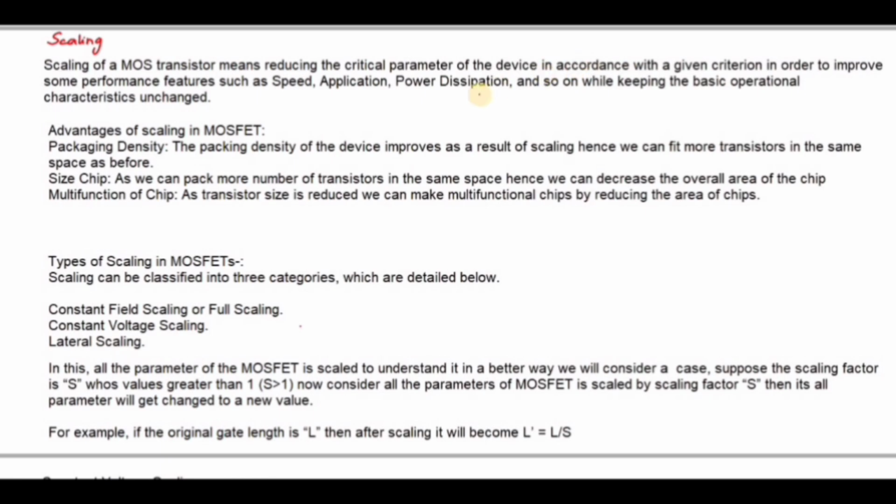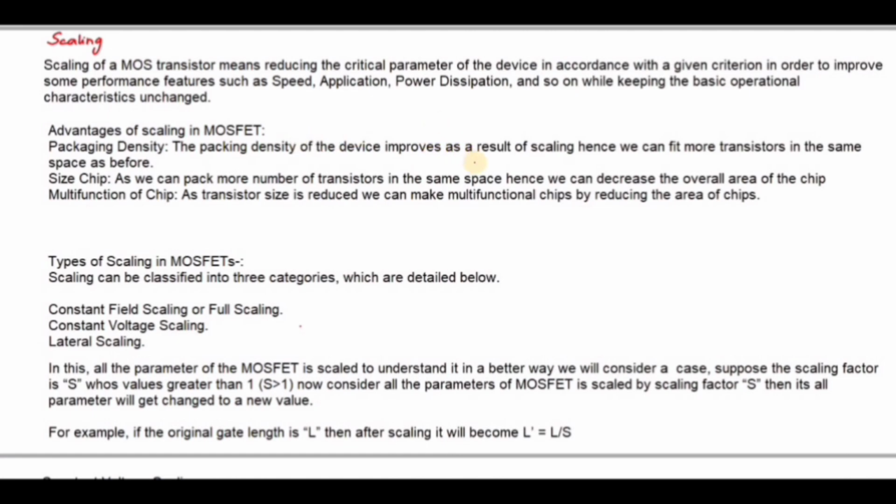In accordance with the given criterion, in order to improve some performance features like increasing the speed of the circuit and reducing the power dissipation, then increasing the number of gates on the chip, minimizing the feature size, maximizing the operational frequencies, it will reduce the production cost and die size, and so on, by keeping the basic operation characteristics unchanged.